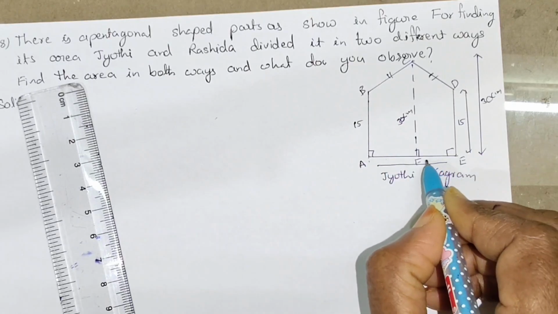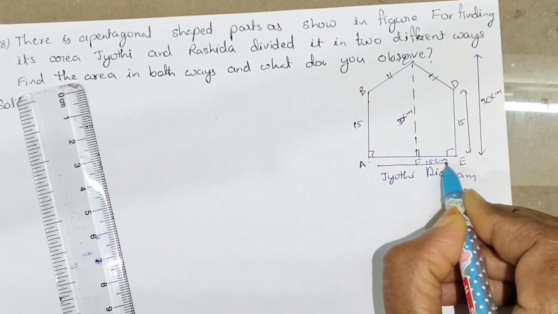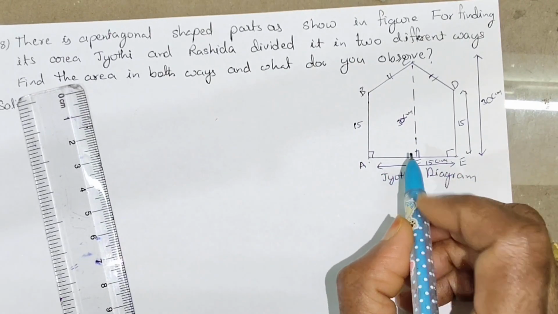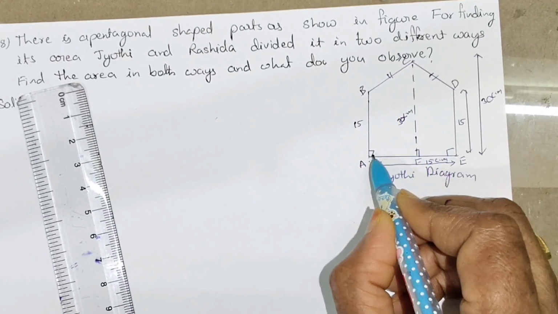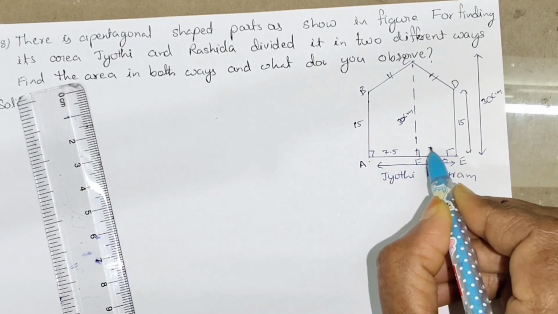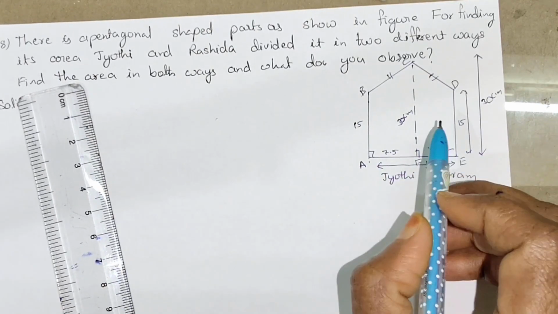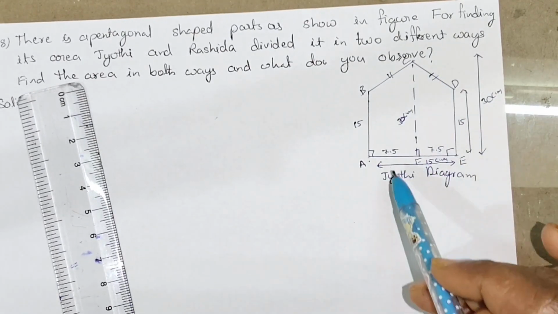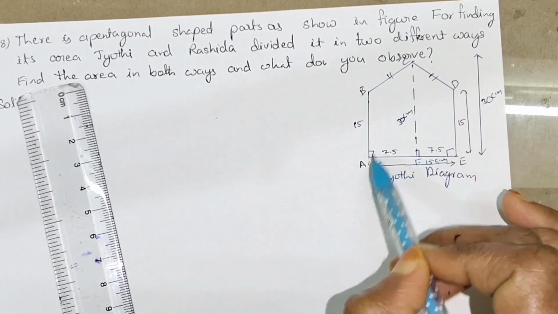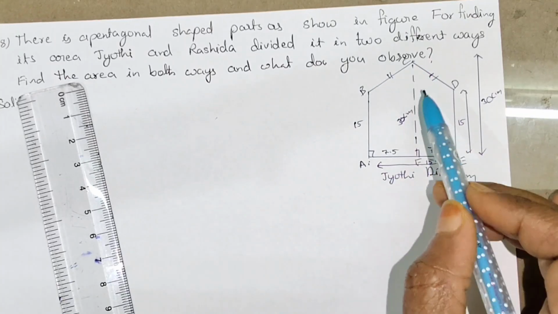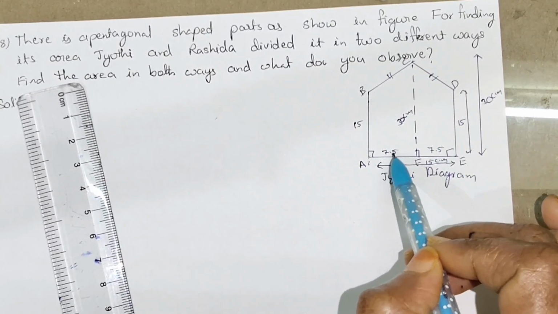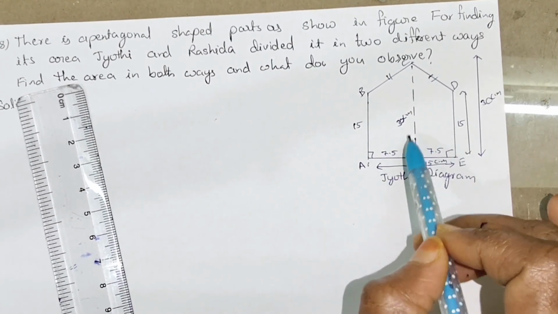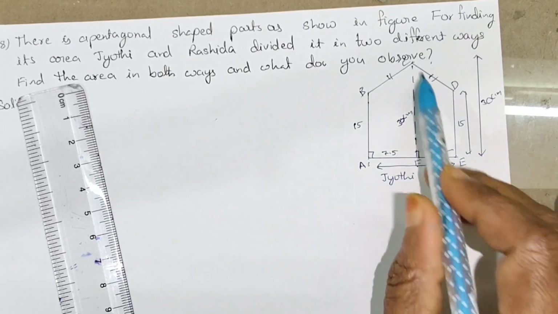This total distance is 15 centimeters. So 15 centimeters means it is divided into equal parts. Here to here 7.5, here to here 7.5. These two distances are equal. So AB and FC are parallel lines, and the middle distance is there. So this is the trapezium AFCB.